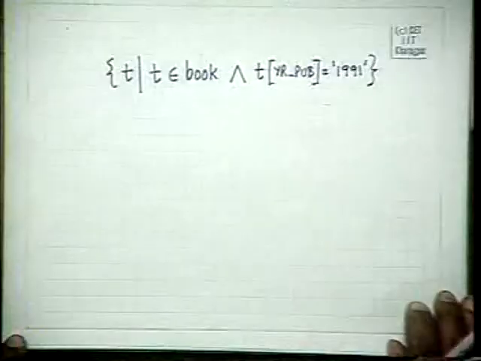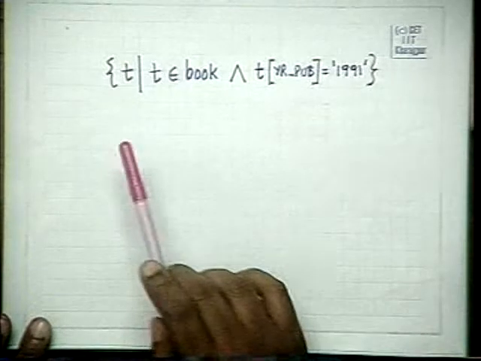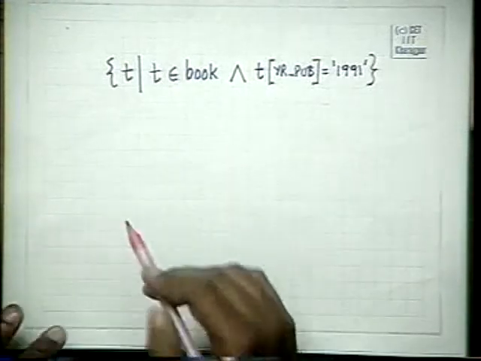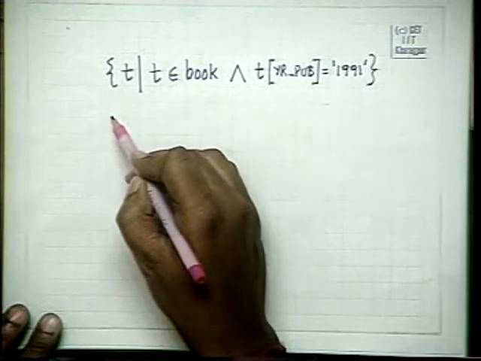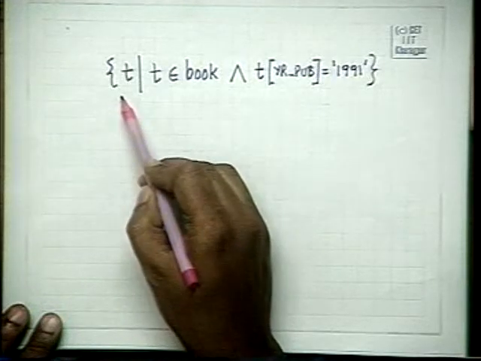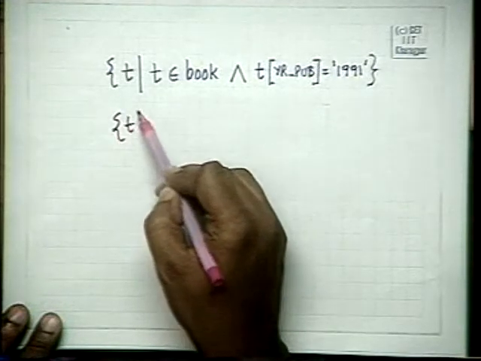So, using these, again we will see several examples of using tuple relational calculus, and some of them will be similar to the examples which we did in relational algebra. A tuple relational calculus expression will look like this, or it may look like this.